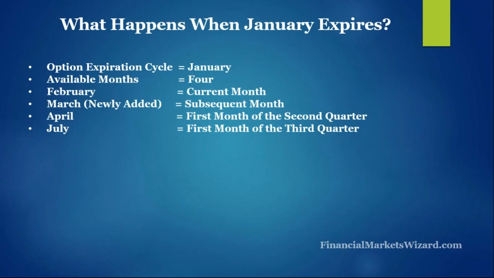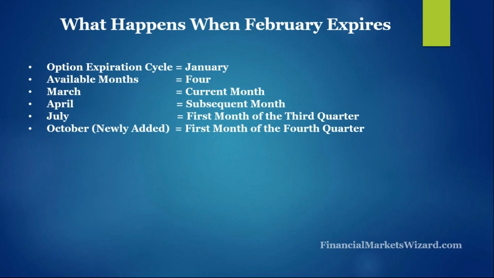So that's what happened when January expires. What happened when February expires? So when February expires, we had March, so March became the current month. We already had April, so it is the subsequent month. We already had July, the first month of the third quarter. But we need 4 months, so October will be added because October is the first month of the fourth quarter.